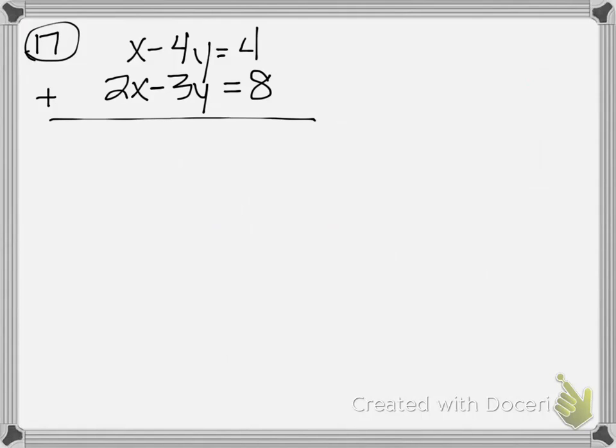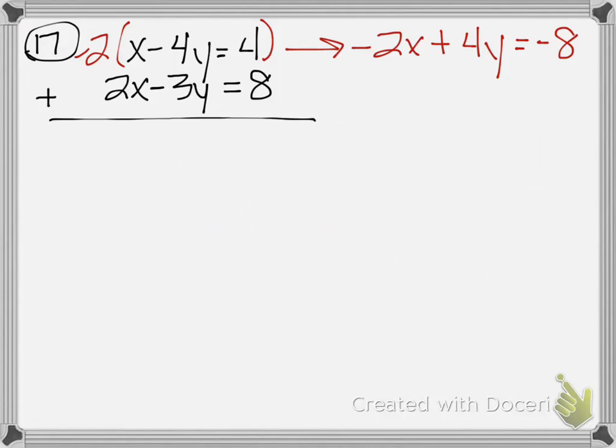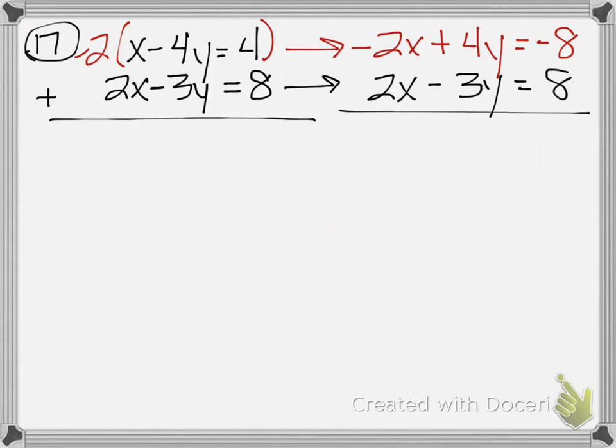So if we multiply everything by -2, we get a brand new equation. It's equivalent, but then our x's would eliminate when we add. So my brand new equation is -2x plus 4y equals -8. I'm going to bring over that bottom one. I don't have to do anything to it. And I get, well, my x's eliminate when I add.